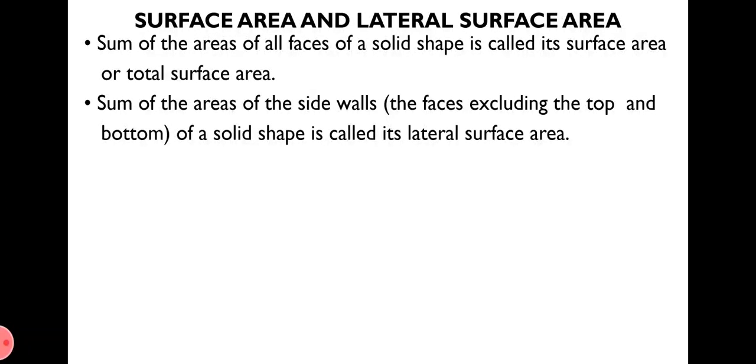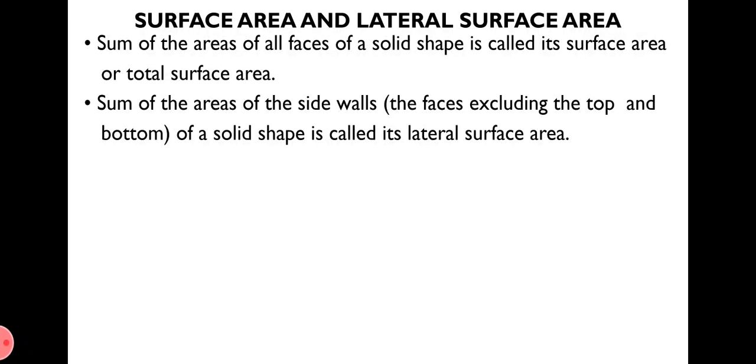Means when we talk about lateral surface area or curved surface area, for a cylinder we use the word curved, which is nothing but the same as lateral surface area, and that is nothing but the sum of areas of the side walls. Means you do not count the top and bottom part of any solid shape. So again, what is lateral surface area? The sum of the areas of the side walls, the faces excluding the top and bottom of a solid shape, is called its lateral surface area.